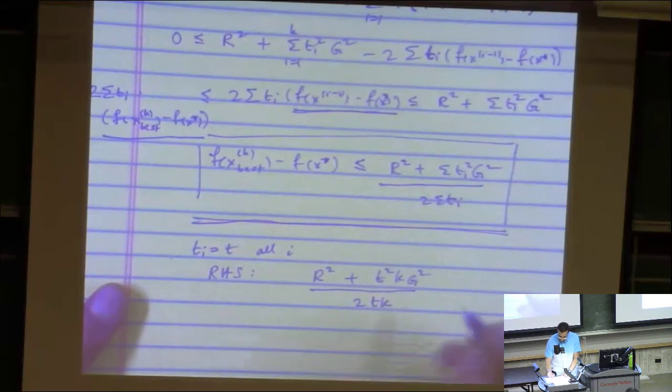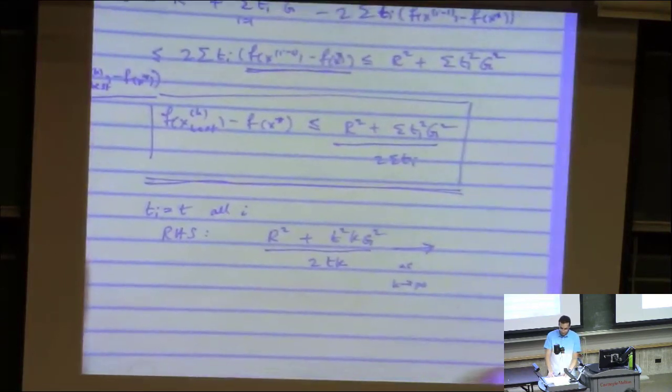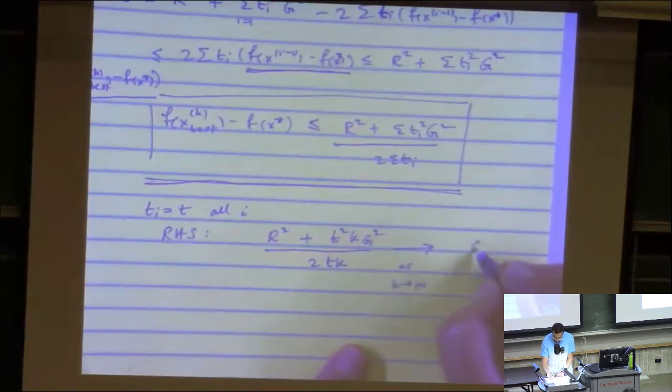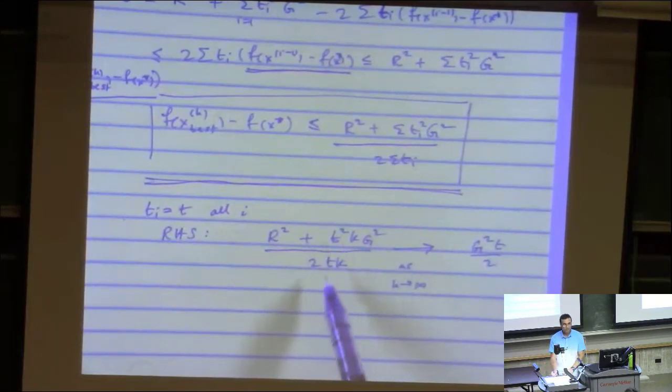Right, and if we were to send the number of iterations k to infinity, so let k go to infinity, then this doesn't matter. And we're just going to get g squared times t over 2, because we have a common factor of t squared and t. So that's the first fact we proved.